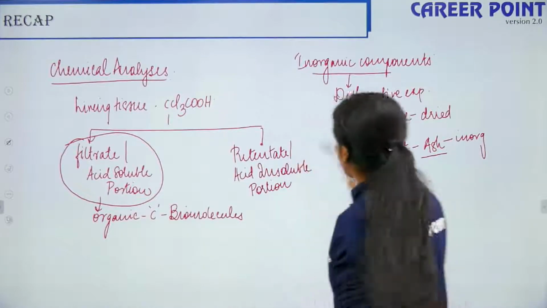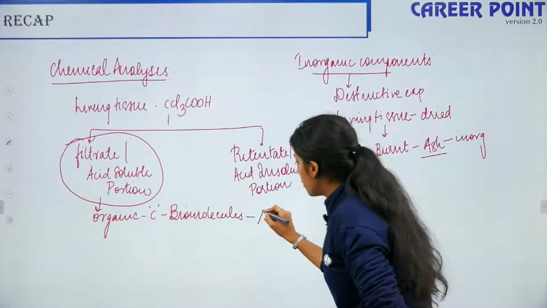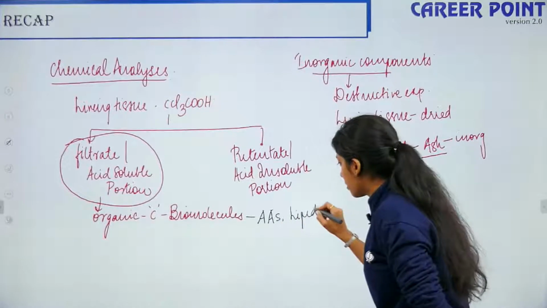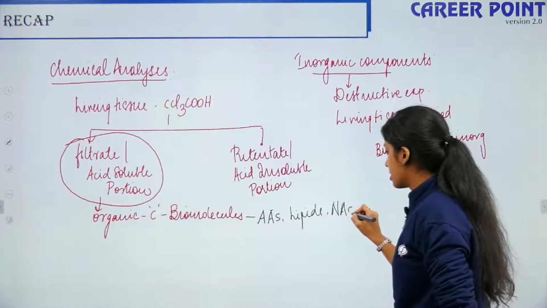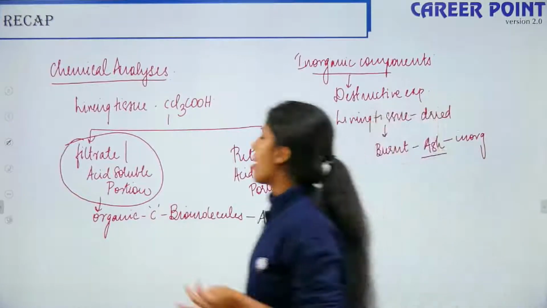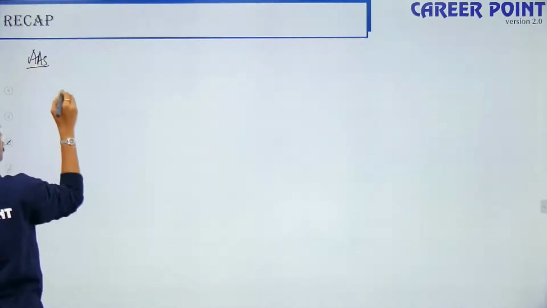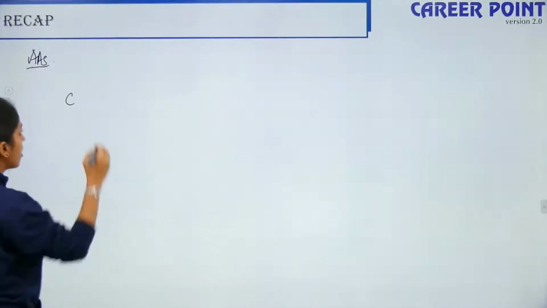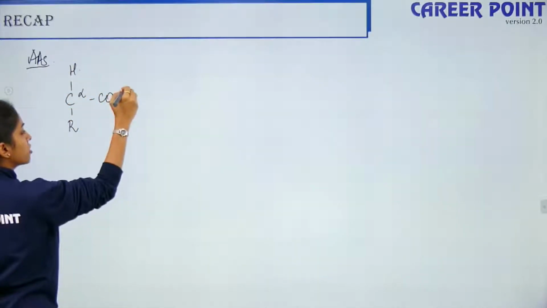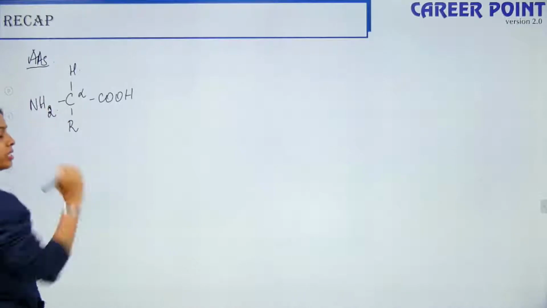So what are the different biomolecules we started talking about? That is your amino acids. Then we went on to talk about your lipids. Then we spoke about your nucleic acids, right? So these are the three things that we spoke about. About amino acids, what do you remember? What is the structure of your amino acid? You have a central carbon, so this is your alpha carbon. You have an H, you have an R group, you have a carboxyl group, and you have an amino group, right? So this is it.